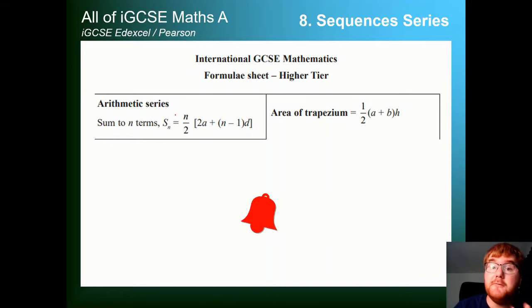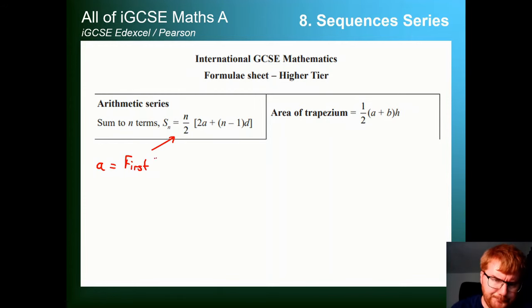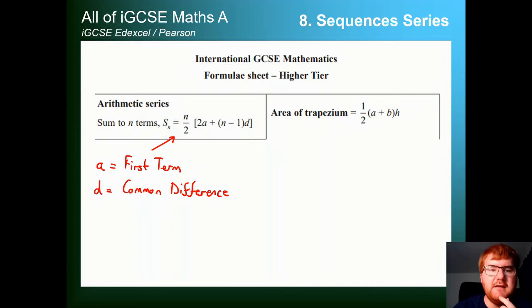So this is straight from the formula sheet, and you'll see the formula here. So Sn equals n over 2, brackets 2a plus n minus 1 d. Now just to go through some of the notation here. So a is equal to the first term in the sequence, and d is what we call the common difference, so how much the sequence is going up or down. N here represents the number of terms, so 5 terms, etc.